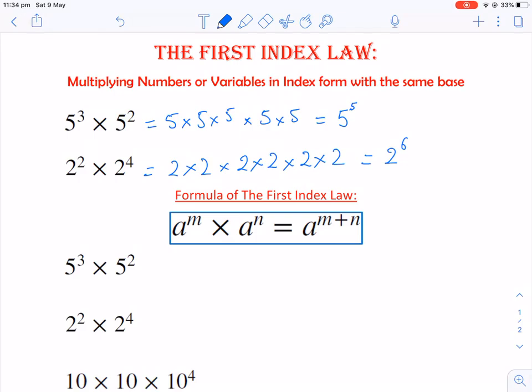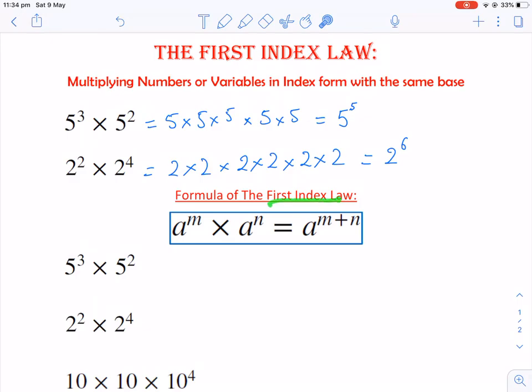Remember, when you do this, you have to make sure that the bases are the same, which is number 5 in the first example or number 2 in the second example. The index can be different. This is the formula for the first index law. So we can use the first index law, which multiplies numbers or variables in index form with the same base, to do these two examples. And we don't have to do it manually.